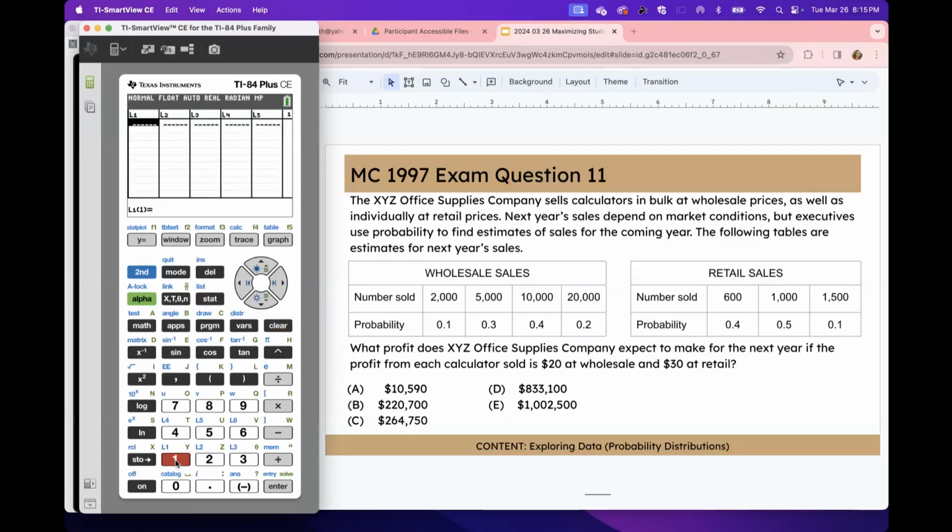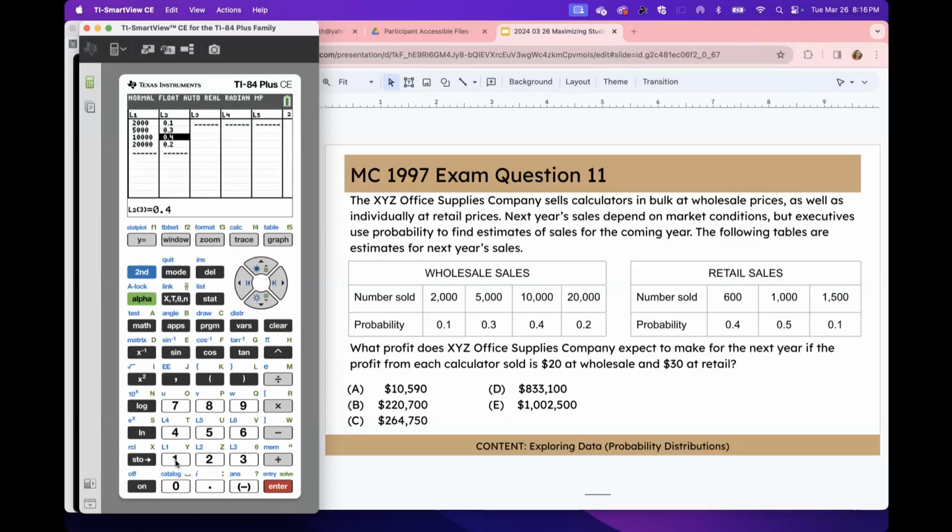I'm going to put my wholesale sales numbers sold in the first column, the L1. And hopefully I won't add too many zeros on any of these. And then in L2, I'm going to put what the probability is for each of those. This is a little bit different from the data that you entered early on in the course. That one I entered wrong, caught myself. Earlier in the course we were entering data values. Well, now I have entered into my calculator a probability distribution.